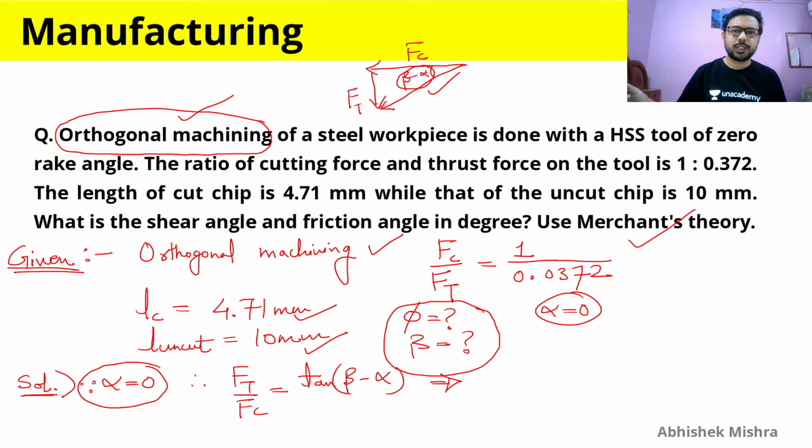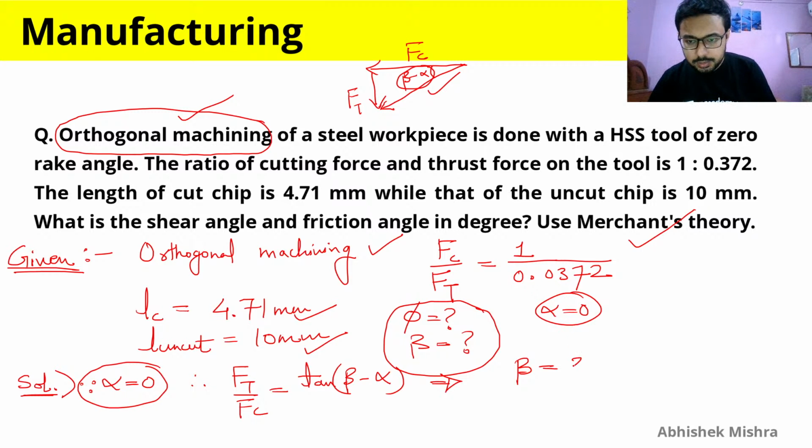So easily you can see the tan of beta minus alpha angle will be Ft by Fc. So we can simply calculate beta from here. Ft by Fc is given, so beta will be tan inverse of 0.372. So it is coming out as 20.44, about 20.4 degrees.